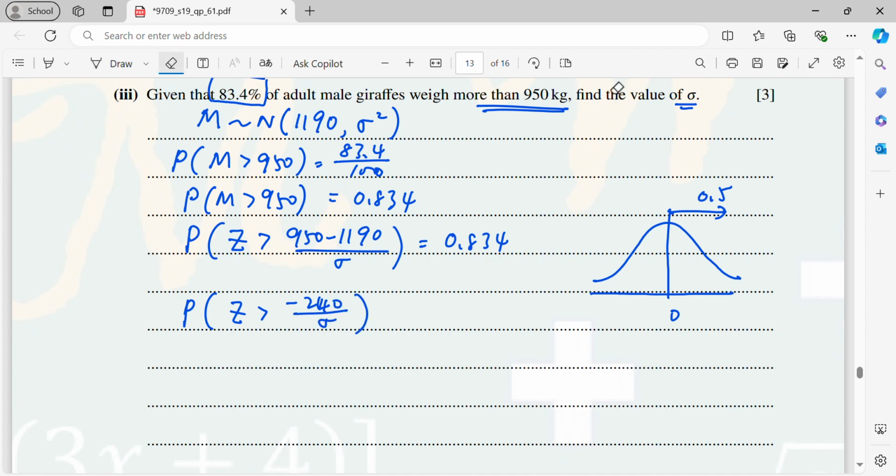So obviously the value is on the left side because we know that sigma will be positive. Or probably you can just refer to the probability of 0.834. It is greater than 0.5, and greater means from the line onwards. Therefore, the line is basically on the left side. And this orange region is with probability of 0.834.